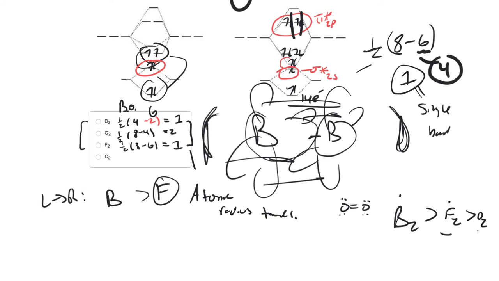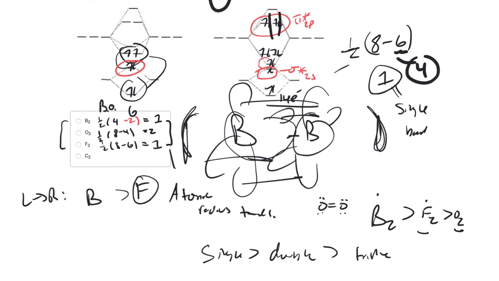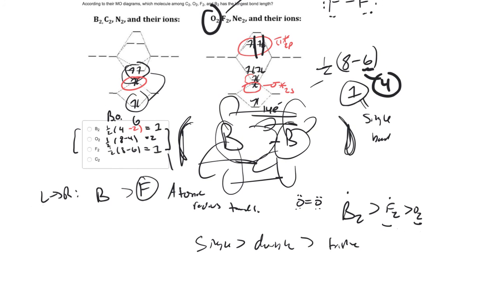So O2 being double makes it shorter than F2 being single. And so this just goes to show, single bonds are longer than double, longer than triple. The double bonded O2 is going to be shorter than the single bonded F2, despite the fact that fluorine as a single atom would be smaller than oxygen as an atom. So despite oxygen as an atom being bigger, the double bond, those extra bonding electrons, pull that bond length in shorter.